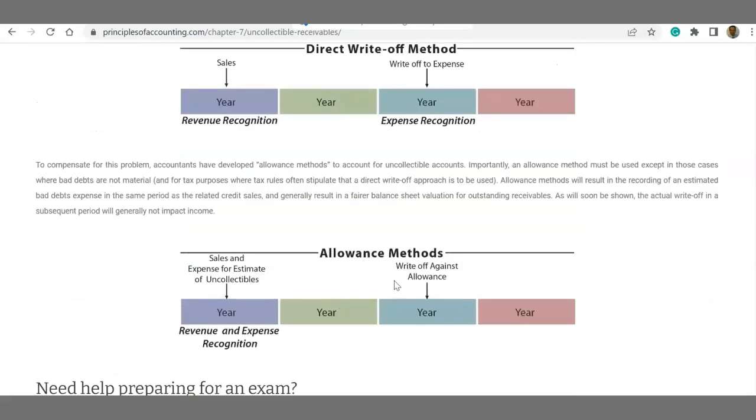But allowance method is good because GAAP says I like it. You sell something in year 2021, $1 million of sales, and then you recognize an estimated, not actual, bad debt expense in year 2021, and you put a T account called allowance for uncollectible account, something like that. And that will be a T account available to you to write off anything in future.